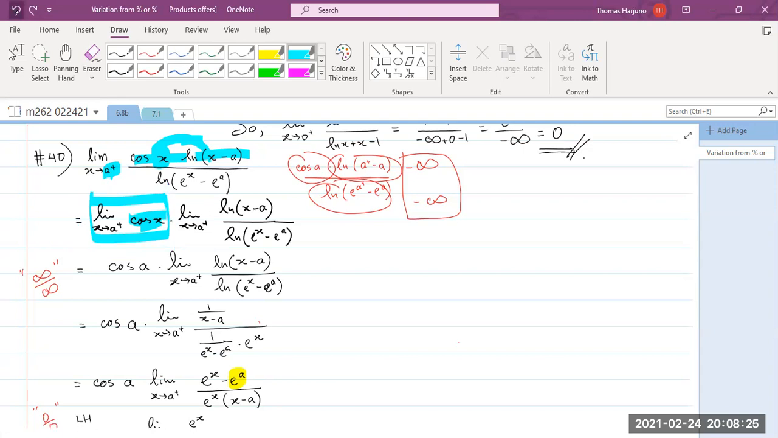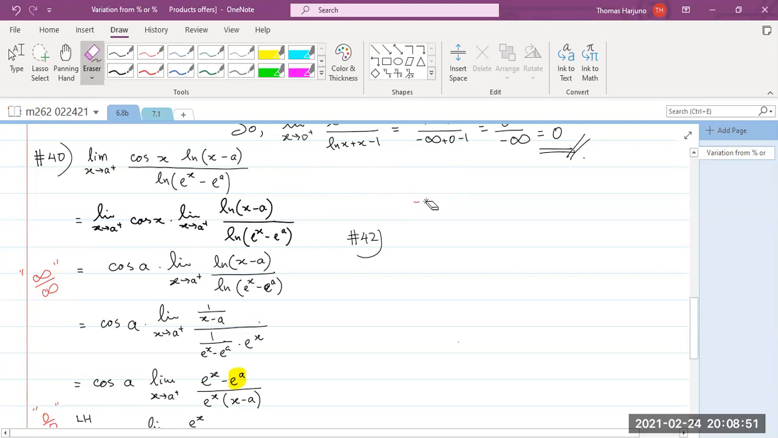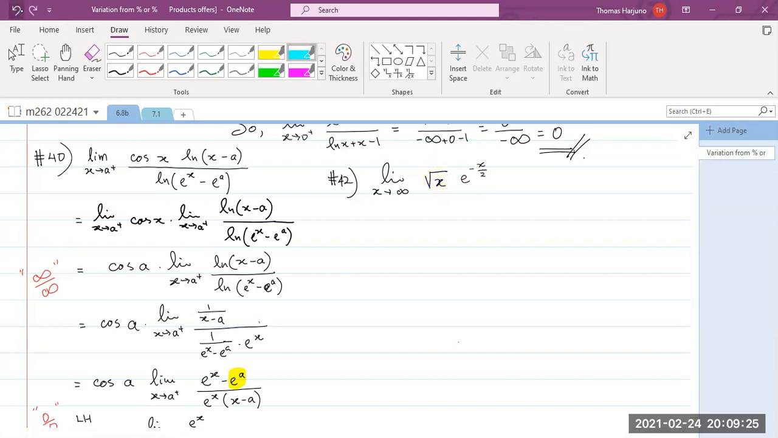Let's see number 42. You see even number 40 seems to be still a limit of a quotient, right? Limit of a quotient. But number 42, now we have an indeterminate product case. Limit as x approaches infinity of square root of x, this will go to infinity, times e to the negative x over 2, which will go to 0. Okay, so this guy goes to infinity, this guy will go to 0. Infinity times 0, that's an indeterminate form.